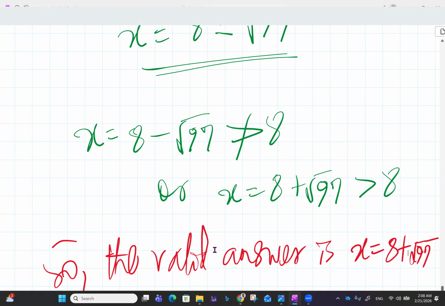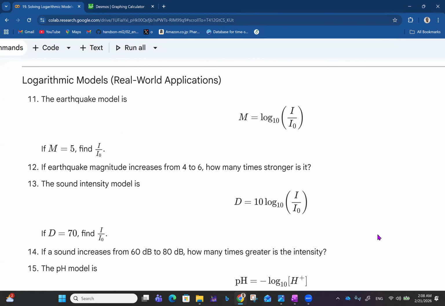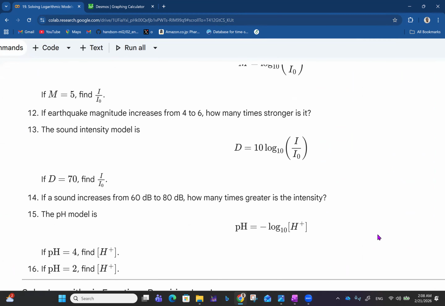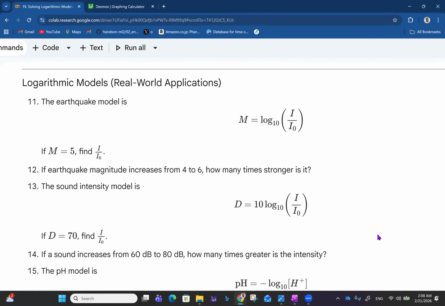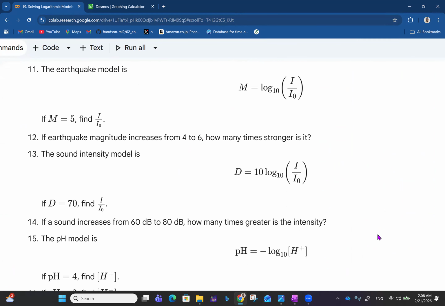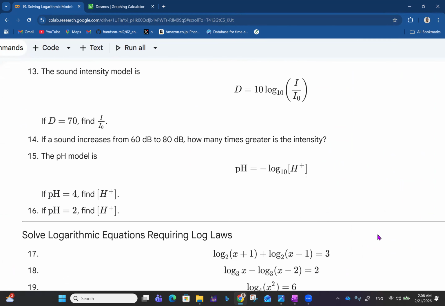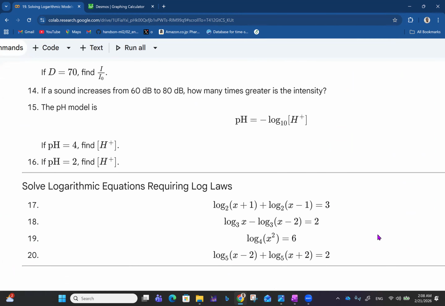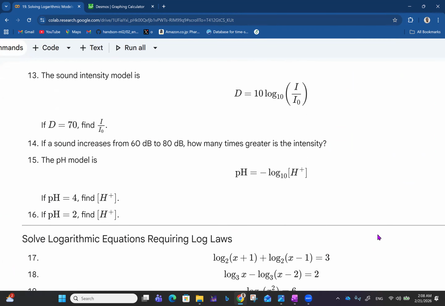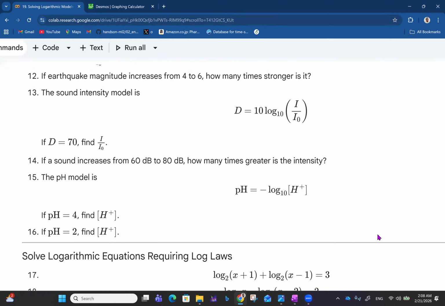So that's the question from the first 10. From the second 10, we've solved questions on the earthquake model, like if earthquake magnitude increases from 4 to 6, how much stronger is it. We've done something like that. The sound intensity, we've done something like that. pH, we've done something like this. Solve logarithmic equations requiring log laws, we have done things like this too. So I may have to go back to a pH question, or to one of those other questions.